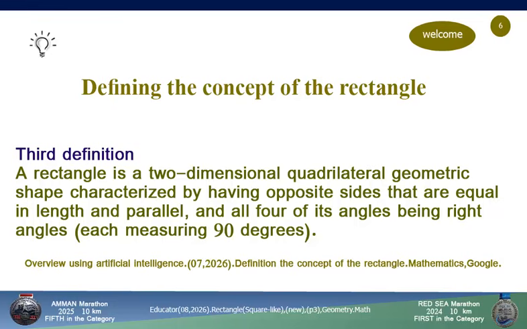Defining the concept of the rectangle. Third definition. A rectangle is a two-dimensional quadrilateral geometric shape characterized by having opposite sides that are equal in length and parallel, and all four of its angles being right angles, each measuring 90 degrees.